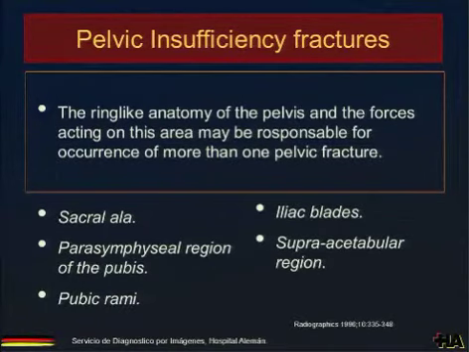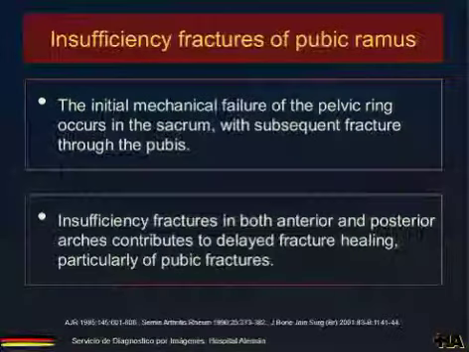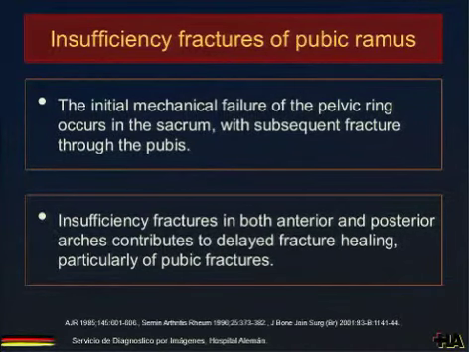This ring-like anatomy of the pelvis and the shearing forces acting in this area may be responsible for the occurrence of more than one pelvic fracture. The sites of fracture in the pelvis are first the sacral ala and then the pelvis, with the body of the pubis and the pubic rami, the iliac plate, and the supraacetabular region of the iliac bone. So the initial mechanical failure is in the sacrum, and then it's transmitted to the pelvic bone. And this unstable ring could delay the healing of the fracture.